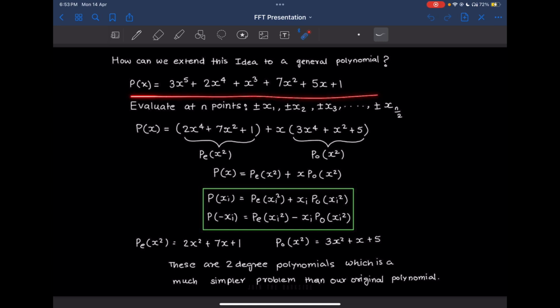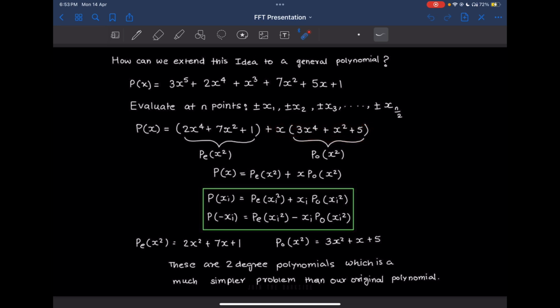Let's take this 5-degree polynomial, and I want to evaluate this polynomial at a certain number of points, n by 2 points if it is an n-degree polynomial. So what I'll essentially do is split this polynomial in such a way that I have the even function separated over here, and the odd function separated over here as well.